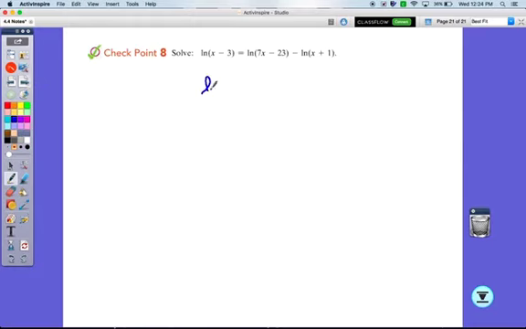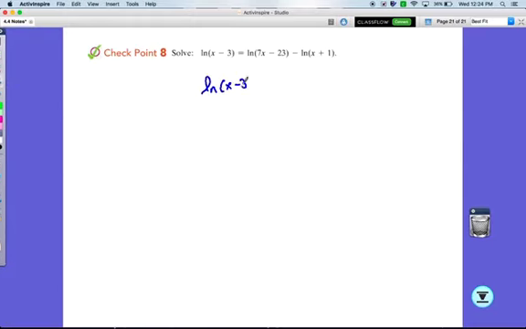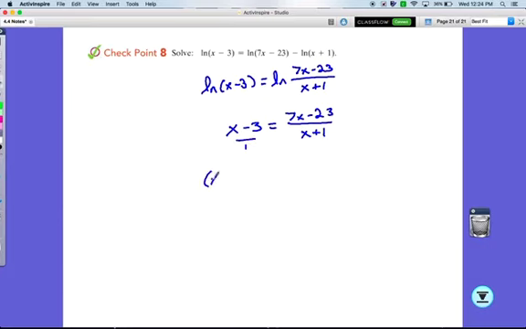I'll end up having the natural log of (x minus 3) is equal to the natural log of (7x minus 23) over (x plus 1), because of the minus, I can put those together. I can now drop the logs. So x minus 3 is equal to (7x minus 23) over (x plus 1). I can treat it like there's a 1 under here, so I could cross multiply. I'd end up getting (x minus 3)(x plus 1) is equal to 7x minus 23.